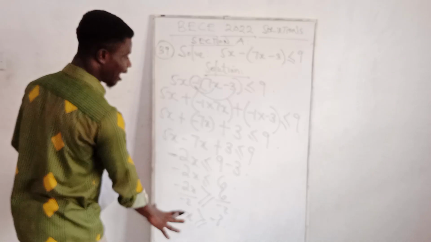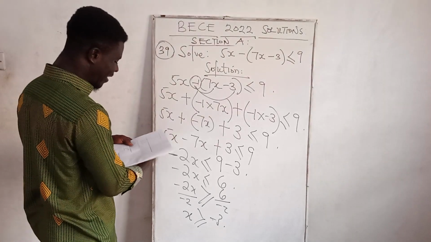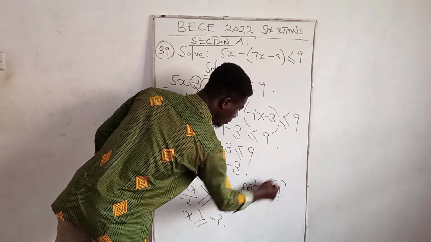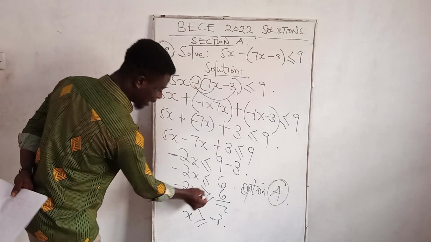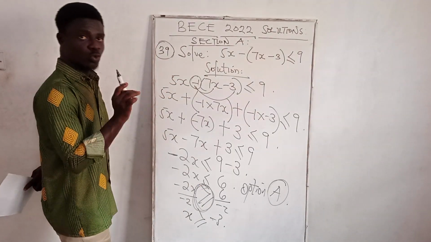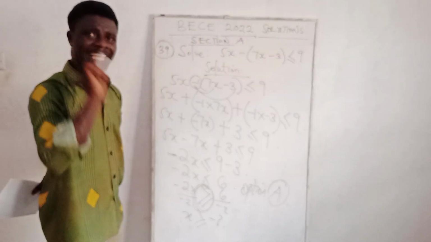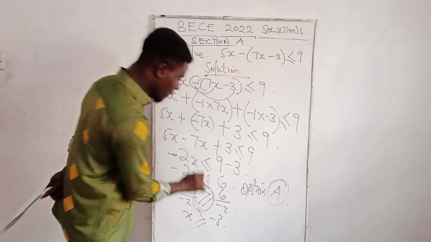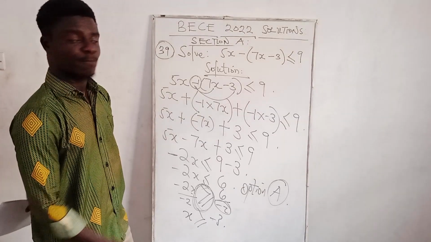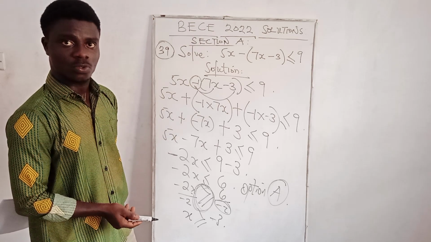So this is how to present your work. So now we have our option: x is greater than or equal to negative 3, which is option A. Option A. Students normally forget this, which is very, very dangerous. You don't forget. Immediately you see that the coefficient of x is negative and you are using that to divide, make sure that the sign changes. If it is less than, it changes to greater than. If it is less than or equal to, it changes to greater than or equal to. All right.